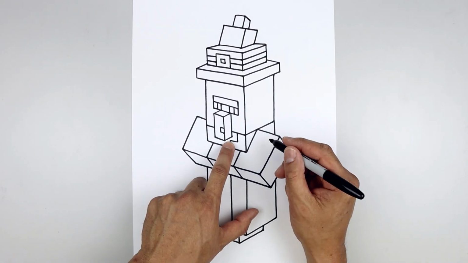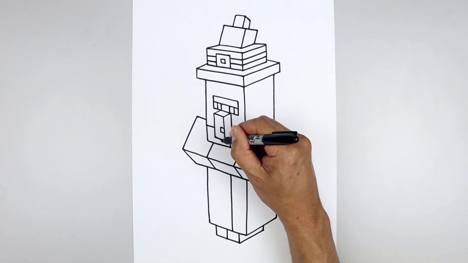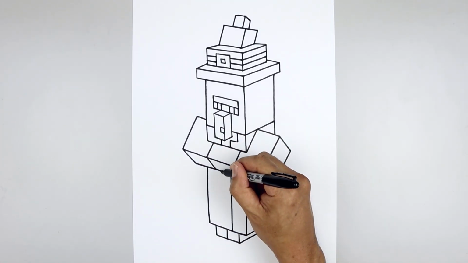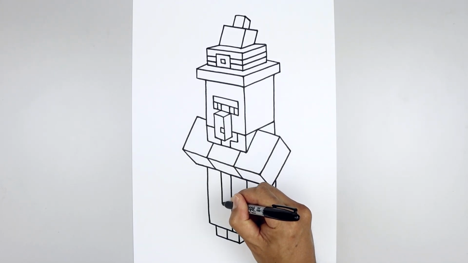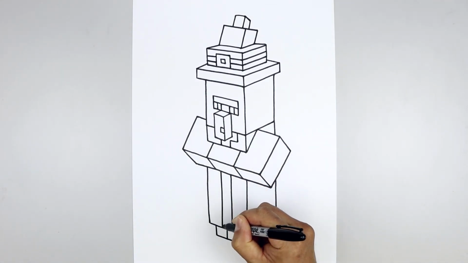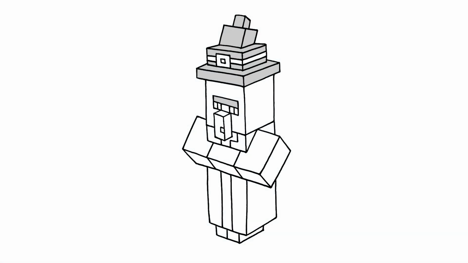Let's go back up to the top, step out towards the left underneath the nose, draw another line coming down. Continue that along the bottom, underneath the arms, toward the feet. And that's pretty much it. There's the witch from Minecraft.